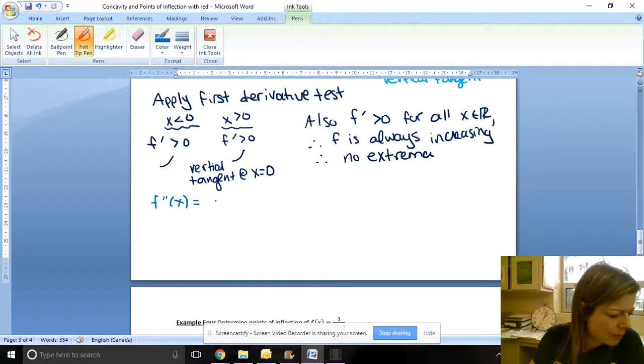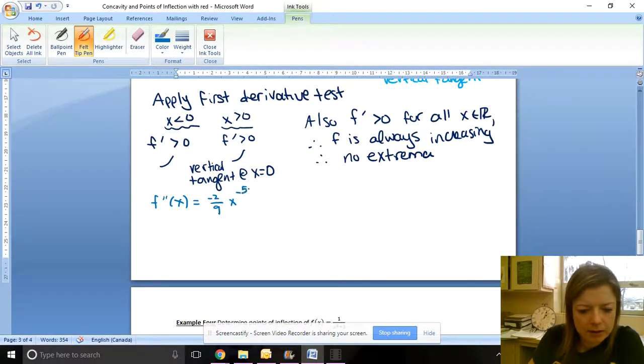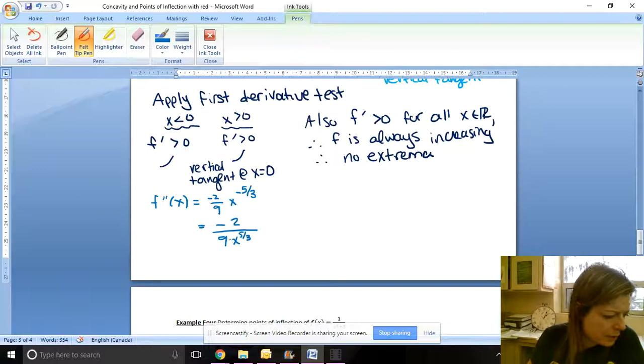So we bring down the negative 2/3 and multiply it by the 1/3. So that gives us negative 2/9. And then x, and then we have to take our exponent down another whole 1. So that gives us negative 2 all over 9x to the 5/3. So that means that 0, 0 is a possible point of inflection.